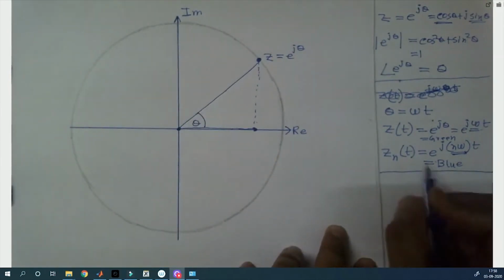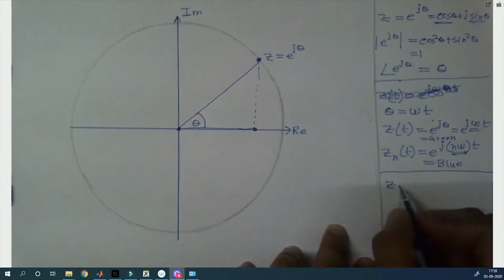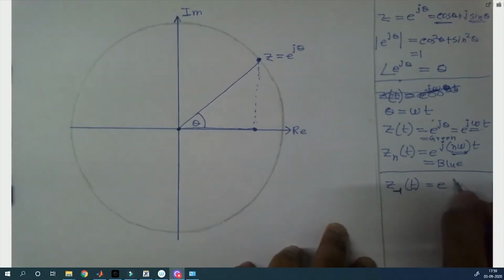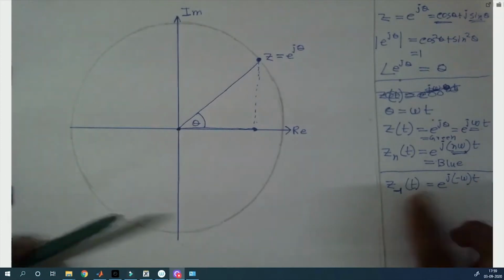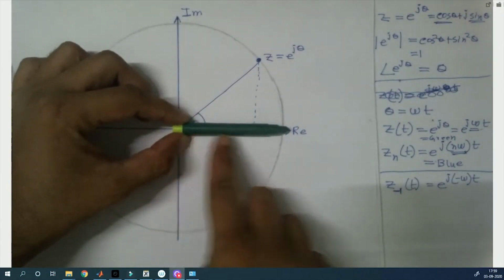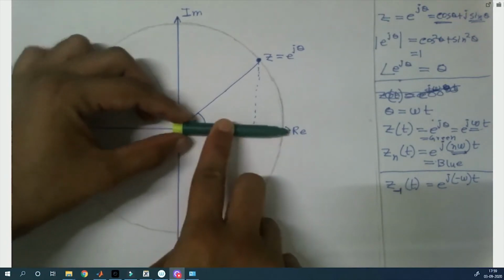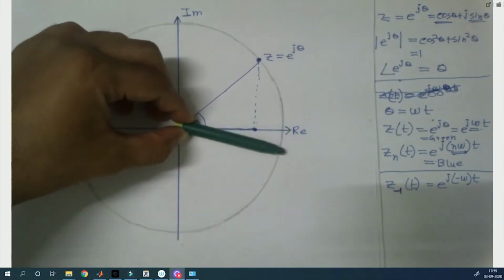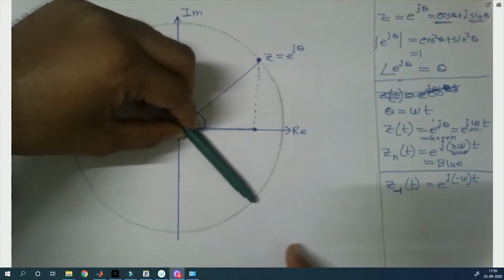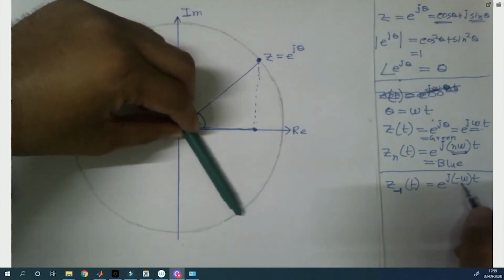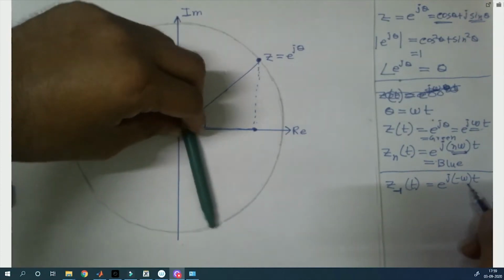Next, let us consider the complex function of time z minus of t given as e to the power minus j omega t. Then this function will start from this position at t equal to 0, and then it will rotate clockwise, that means in the opposite direction, with an angular speed of omega.